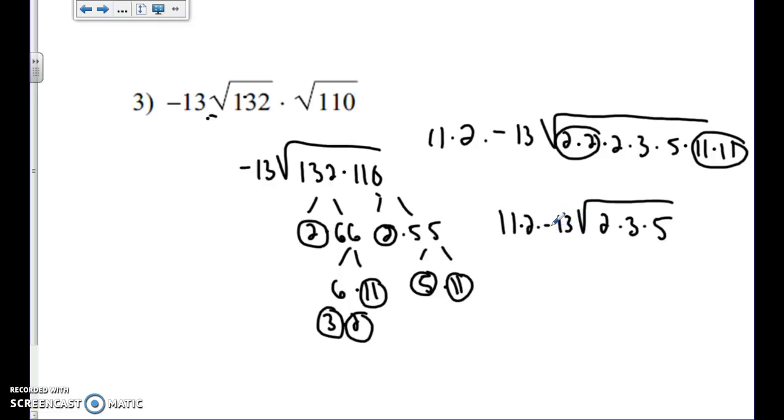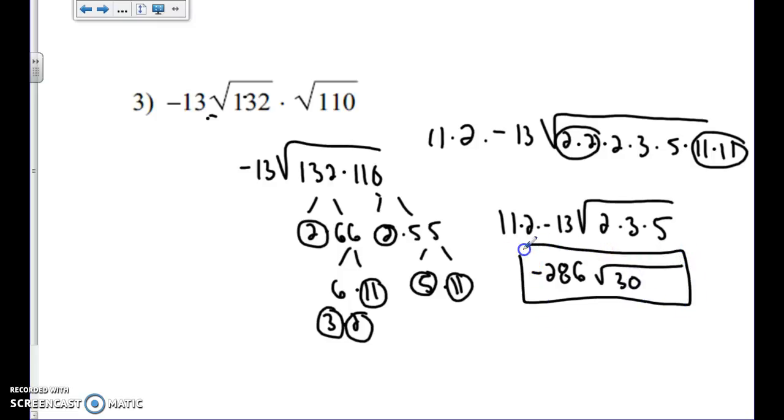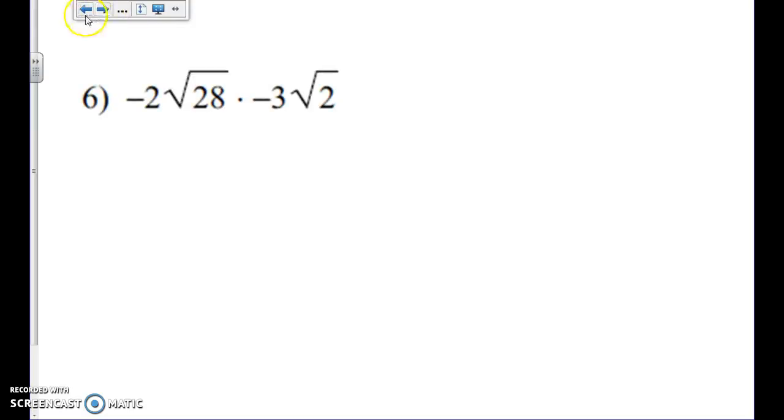So I'm going to multiply 11 times 2 times negative 13. And I get that to be negative 286. And then underneath the radical sign, I got 30. So your simplified answer would be negative 286 square root of 30. I'm going to skip number 4 because I'm going to ask you guys to try that. And I'm going to jump to number 5.